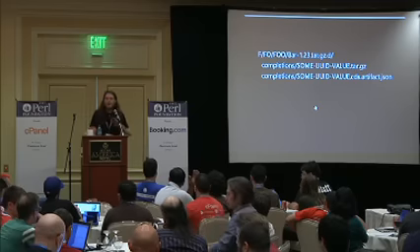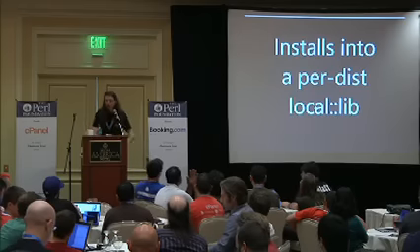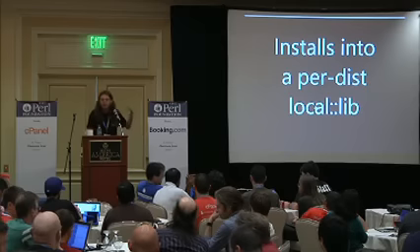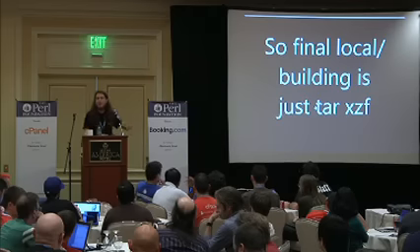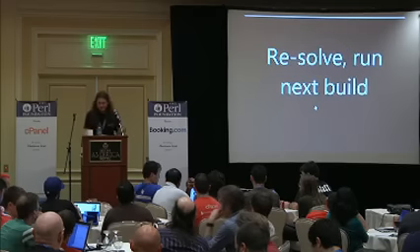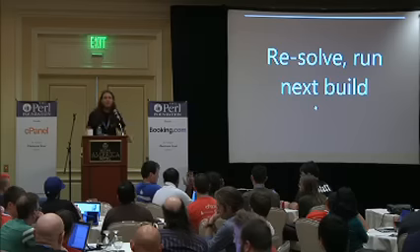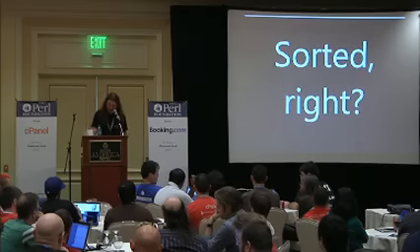And I swore I was not letting that happen to me, because I really don't have the patience for it. So what it then does is the make install into a per-dist local lib, which it can tar up, at which point building your local directory a la carte is just tar xzf on each of the builds you've selected. So, okay, now we have real dependencies. Resolve, run the next build, repeat until you've got everything. Once you've got a full set of actual builds, you can run your untar. So, yeah, great.